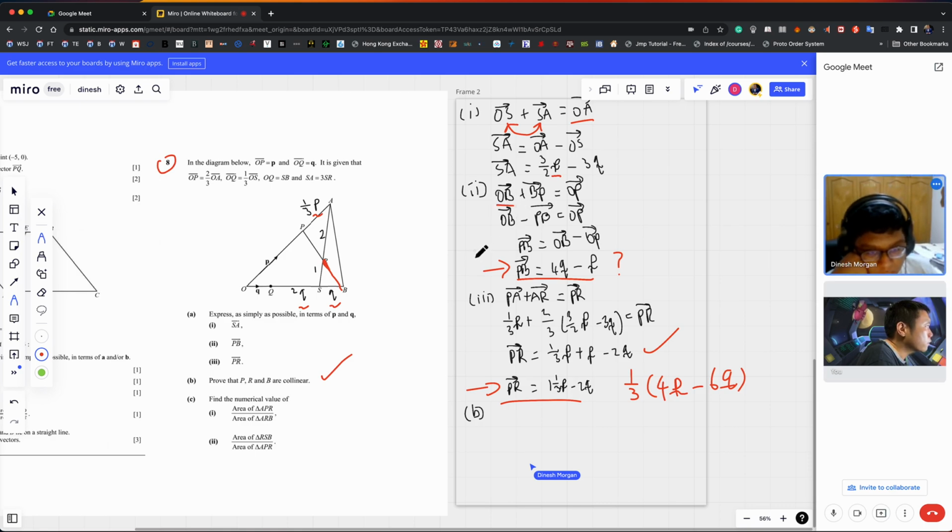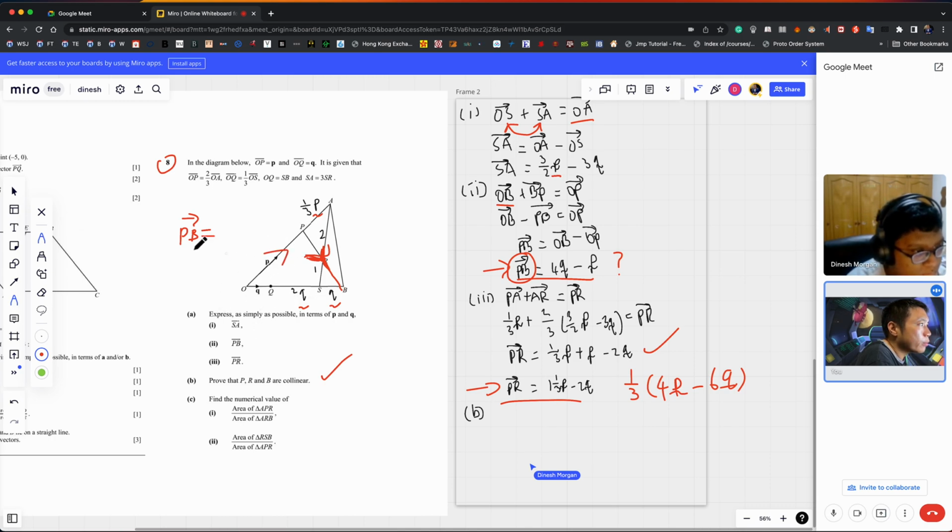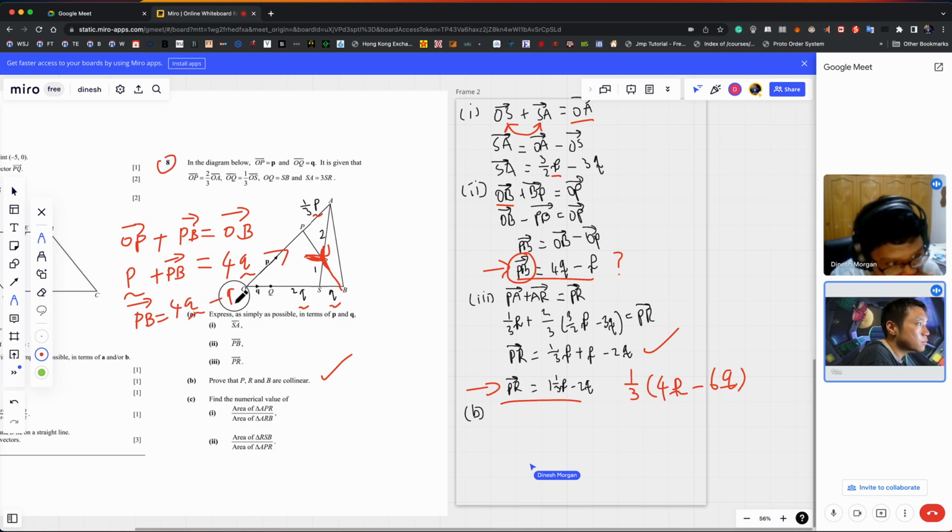Your way of doing PB should be okay. PB is here, right? One way is to use OP plus PB is equal to OB. OB is equal to 4Q. So PB is what you need to find. OP is P, so PB is equal to 4Q minus P. Okay, so one way is to do this. That's what I got.